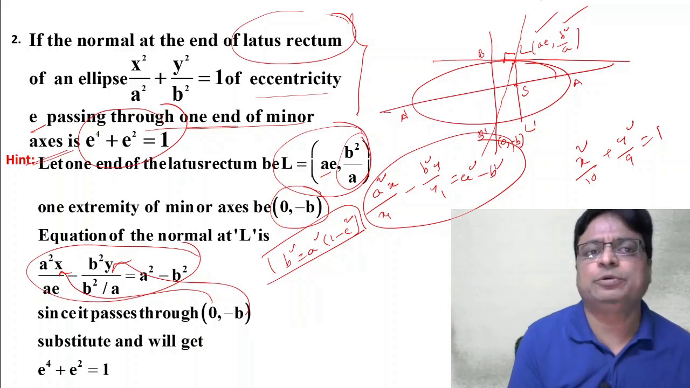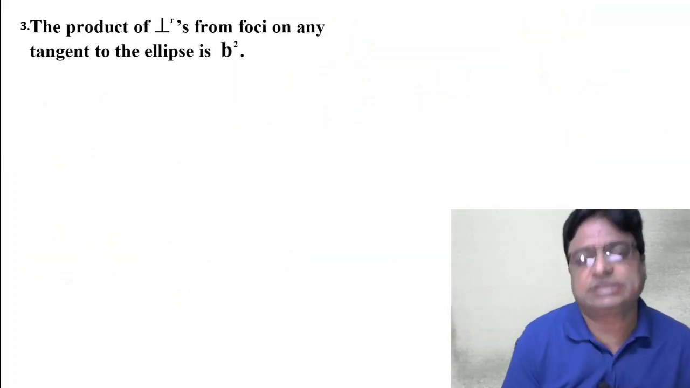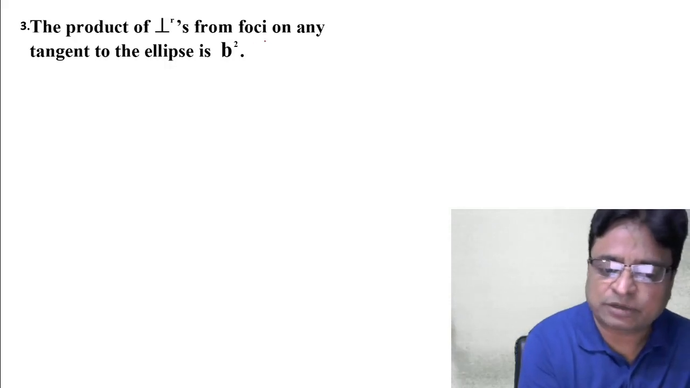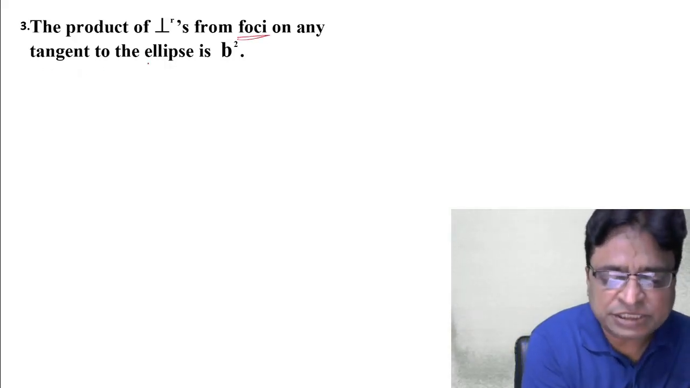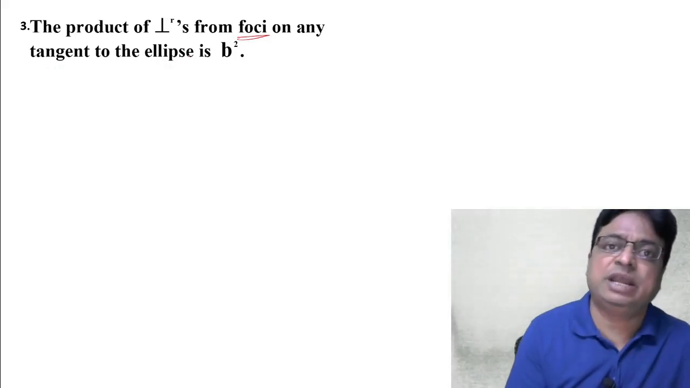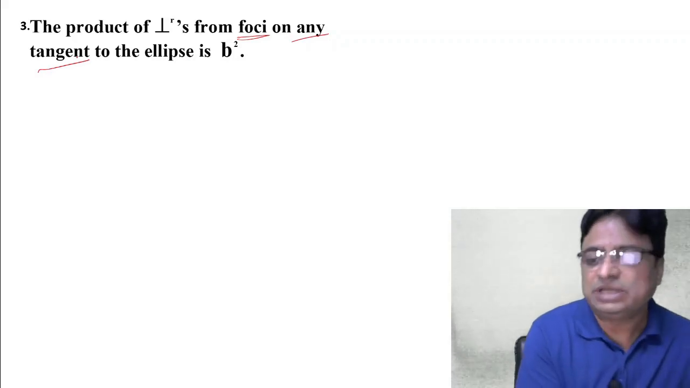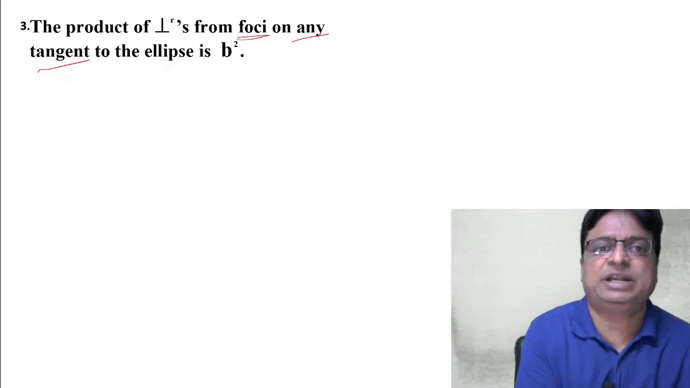Now coming to result number 3. See, this is another standard result. What is this? The product of the perpendiculars drawn from the foci on any tangent to the ellipse. Again, here they mentioned any tangent. Just as in the first problem, I applied the concept of any tangent.